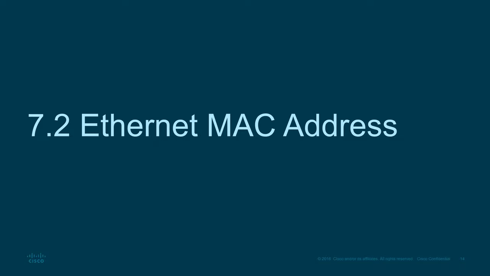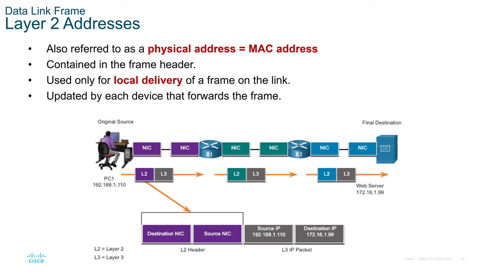Now we will look at the Ethernet MAC addresses. Layer 2 addresses, also referred to as physical addresses, are basically the MAC address. It is contained in the frame header, used only for local delivery of a frame on the link, and updated by each device that forwards the frame.